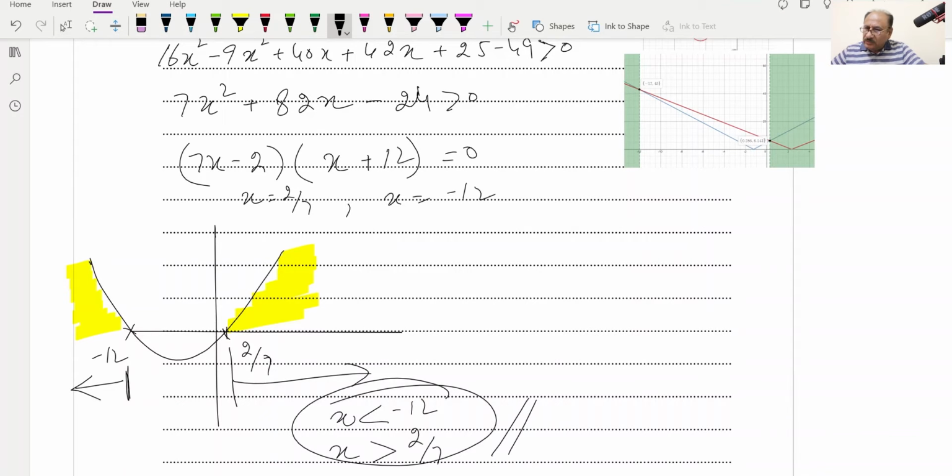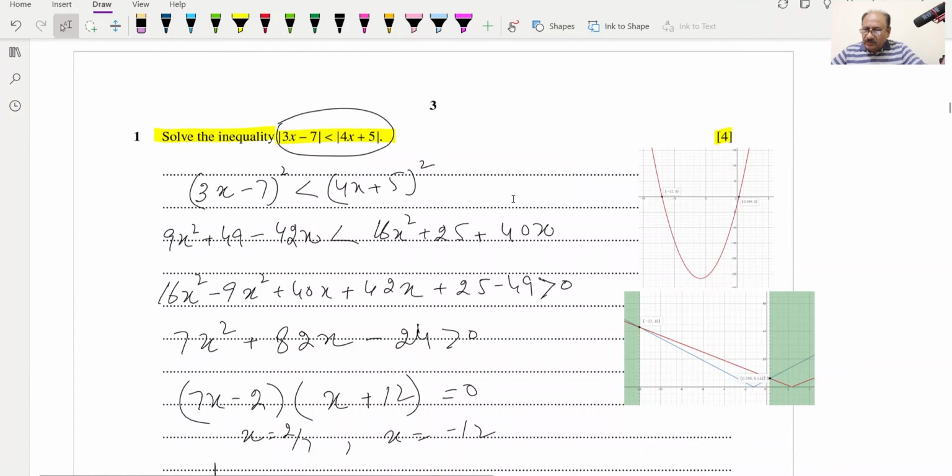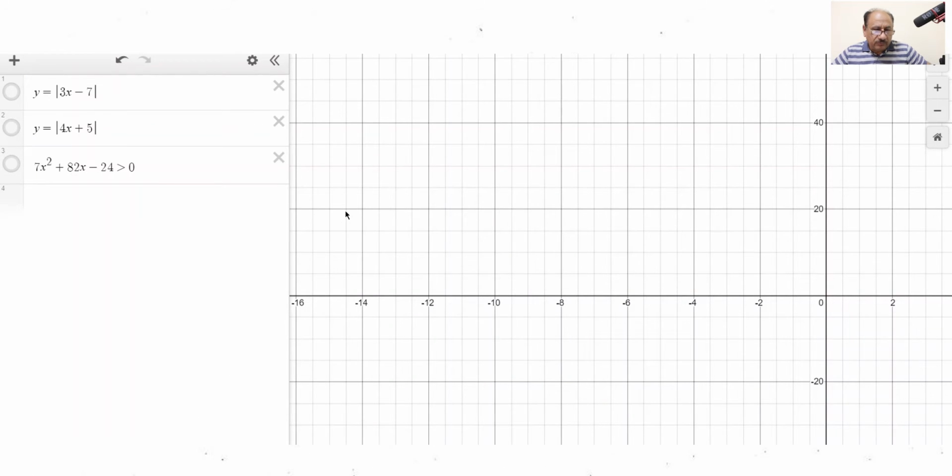Now to understand this properly, I will explain with this one. I'll switch to a software. There are so many software tools available on the net, so you can also utilize any one of them. So I'm switching to that one. This is the software which I'm using, and we have the inequality on the left hand side. We have 3x minus 7. So I have written y equal to 3x minus 7 mod over here.